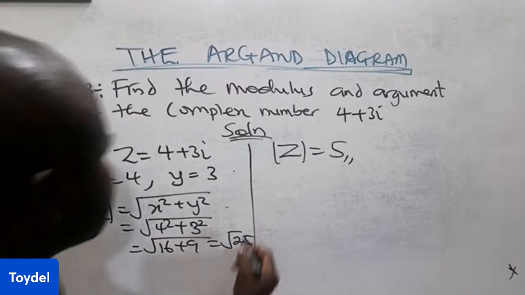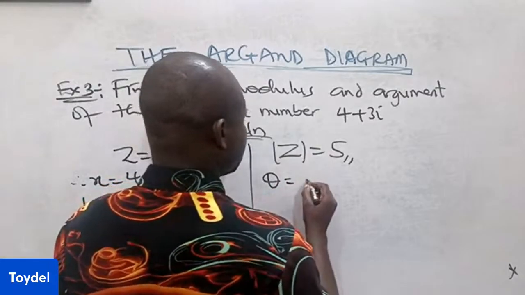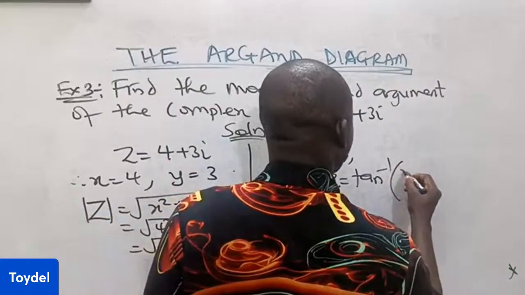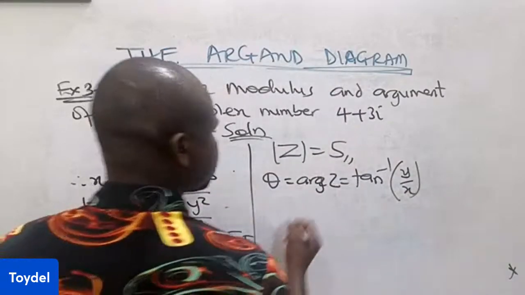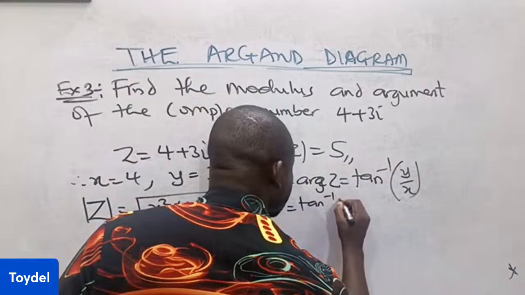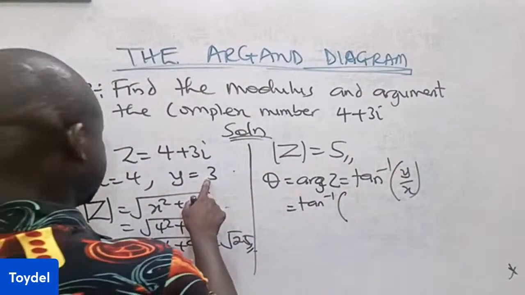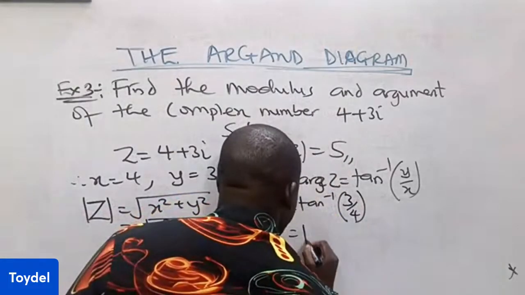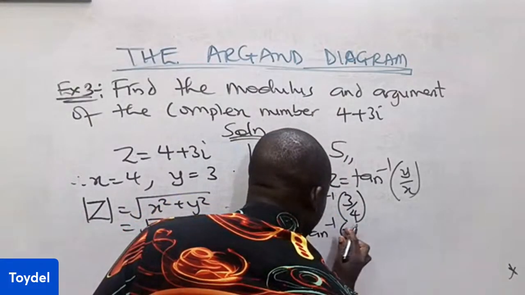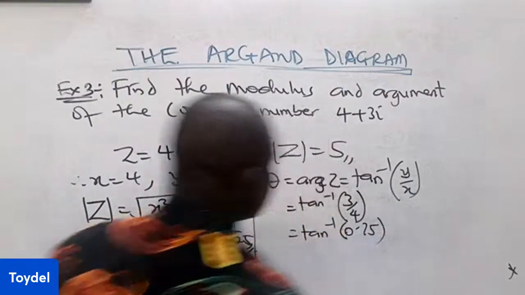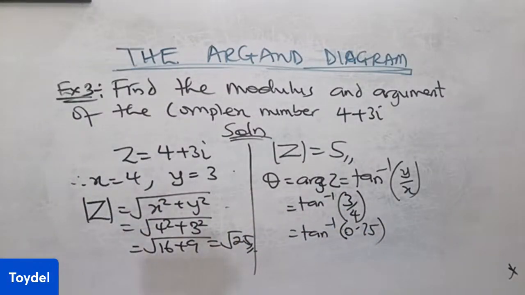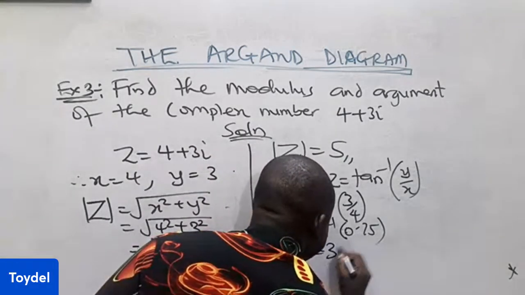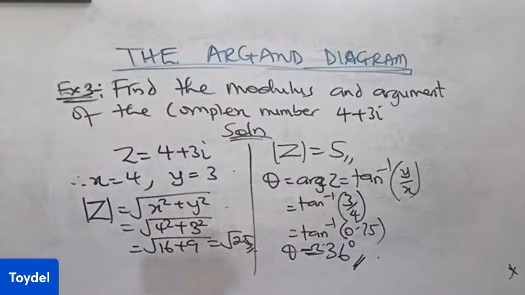Then the argument, theta, or we say arg z, is given as arctan of the imaginary part all over the real part. Then this is going to give us arctan of y over x. y is 3 and x is 4, so 3 all over 4. That will be arctan of 0.75. Of course, you can check this from a four-figure table or just use your scientific calculator. So the argument at the end of the day will be approximately 36 degrees. That's what the argument will give us.